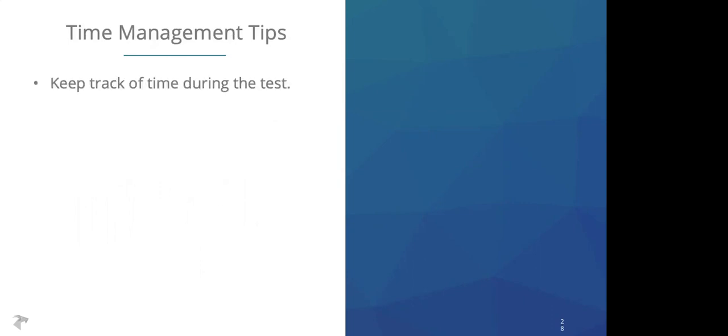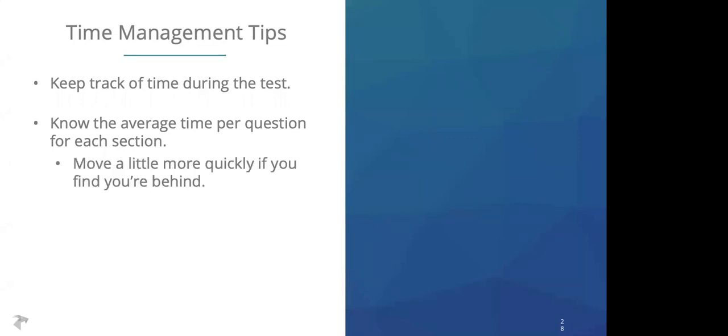It's also very important to keep track of time during the test. So it's important to pace yourself so that you have time to answer each question. So, get the feel of how it feels to take a test full length, and then get a feel for how much time you have to answer each question. Knowing how much time you have per question in each section will help you gauge if you need to pick up the pace or if you can slow down a bit. So if you feel like you're behind, you'll know you have to move a little more quickly. If you're making it through the section really quickly, you can slow down a bit, relax, and make sure you're double and triple checking your work.